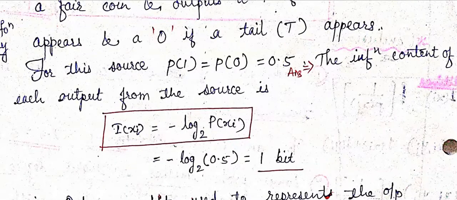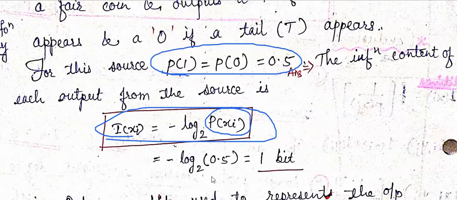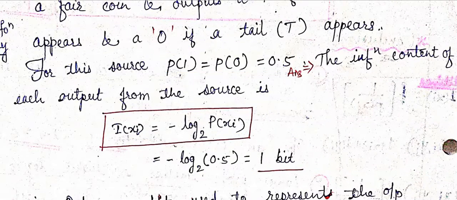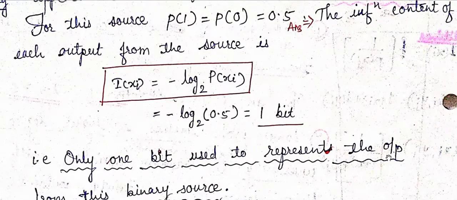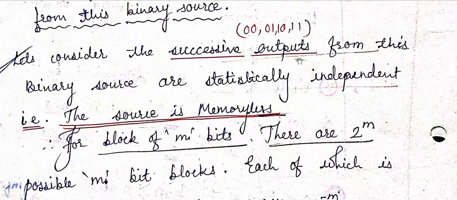So I of xi is equal to minus log p of xi to the base 2. p of xi we just calculated is 0.5. So log 0.5 to the base 2 gives 1 bit. It means the information generated by the source is 1 bit only. Only 1 bit is used to represent the output. From this binary source, only 1 bit is generated at a time.